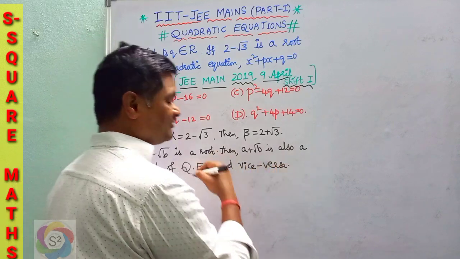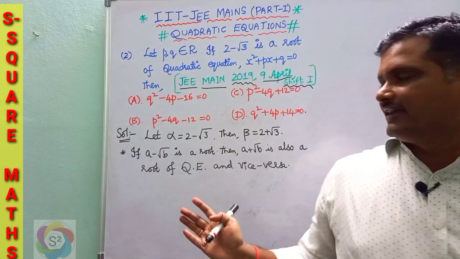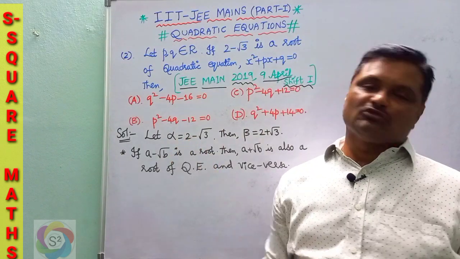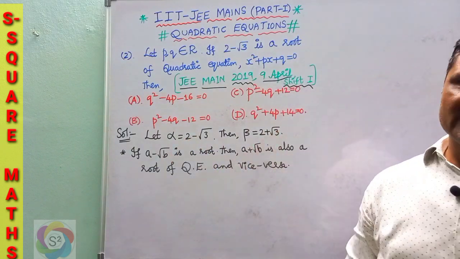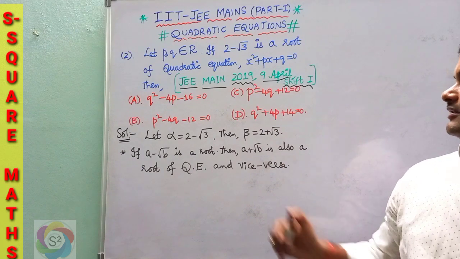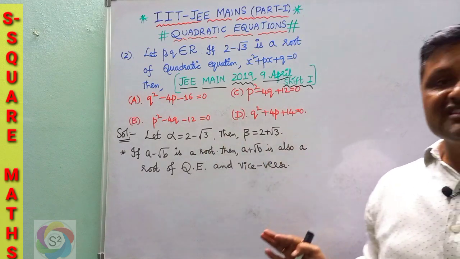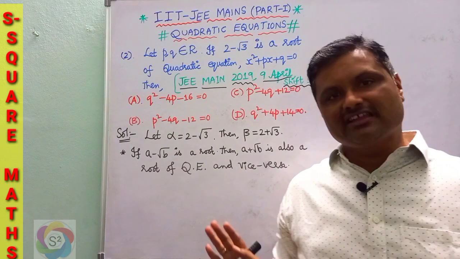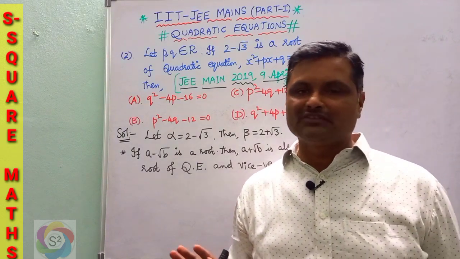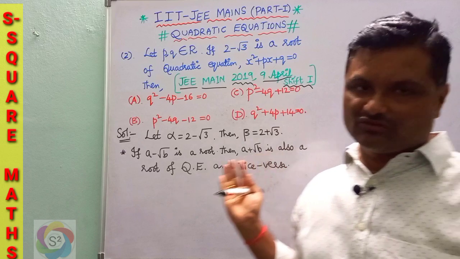So this is a fact. By this fact we are going to implement here. If alpha is 2 minus root 3, then beta is 2 plus root 3. Irrational roots always occur in pairs for a quadratic equation. This is a basic point: if 2 plus root 3 is one root, then 2 minus root 3 is the other root.